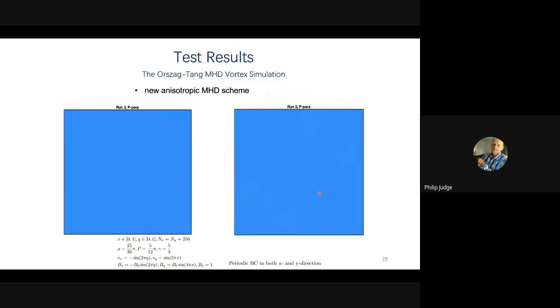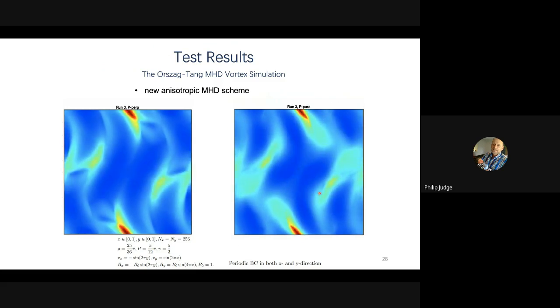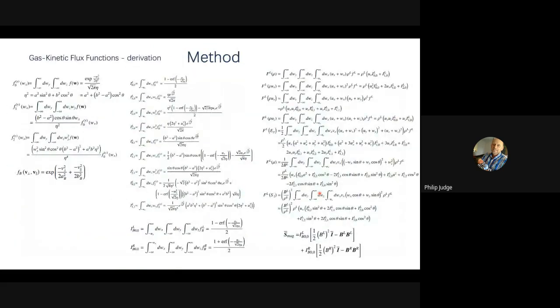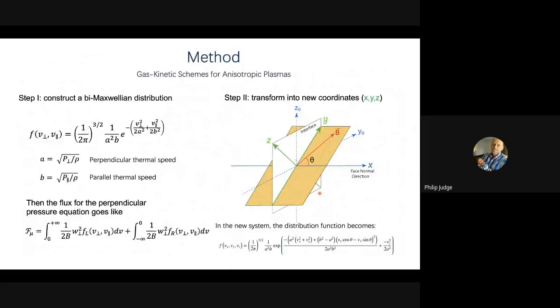I had a question, though. When you assume two Gaussian or two Maxwellian distributions, one parallel to the field and one perpendicular, is there any real justification in physics for that, aside from it's very convenient and it captures some of the observations that we see in plasmas?